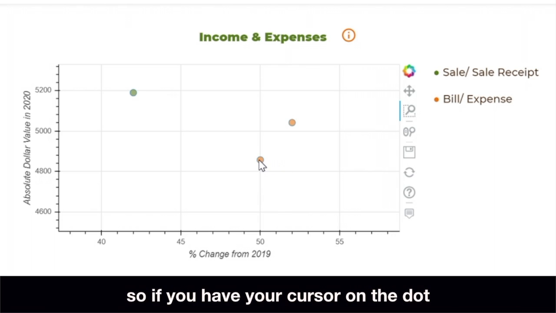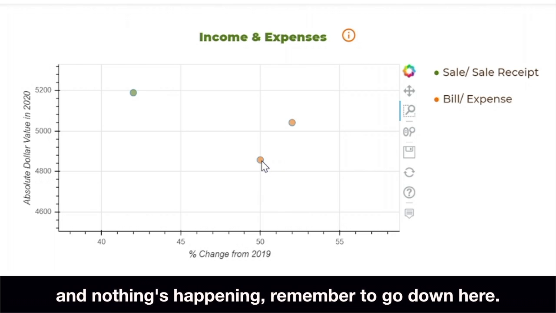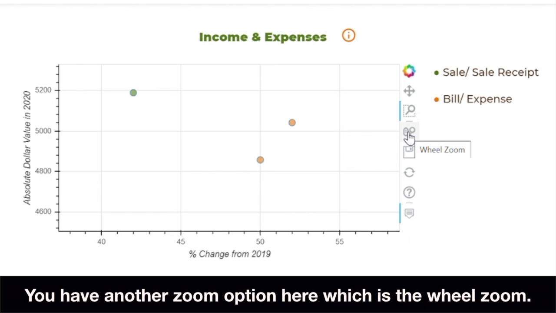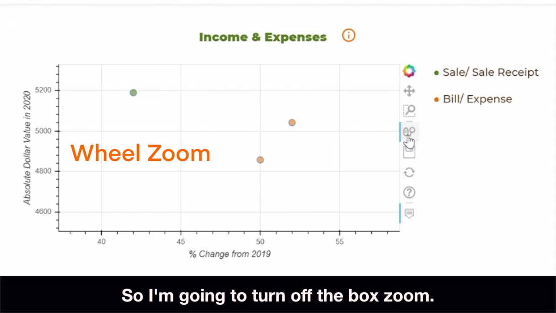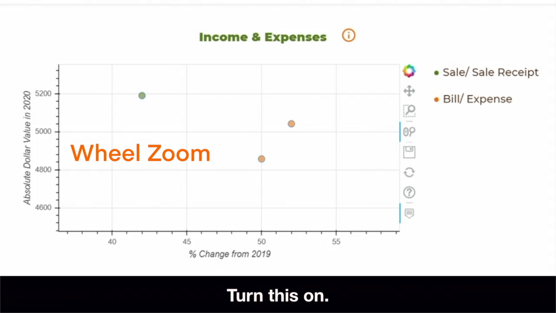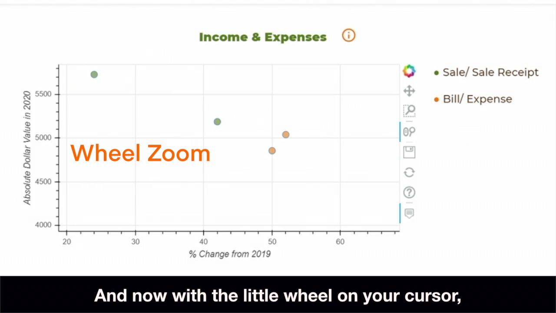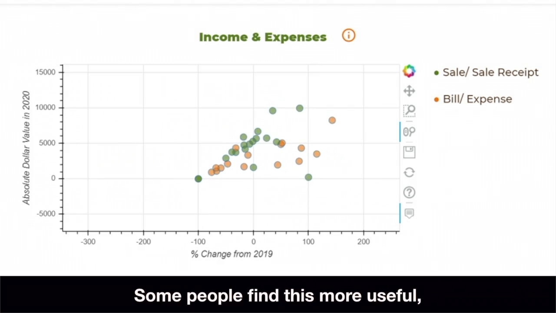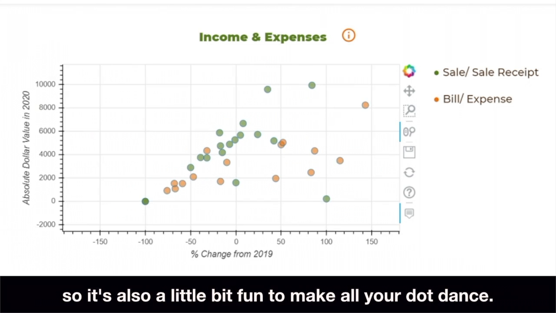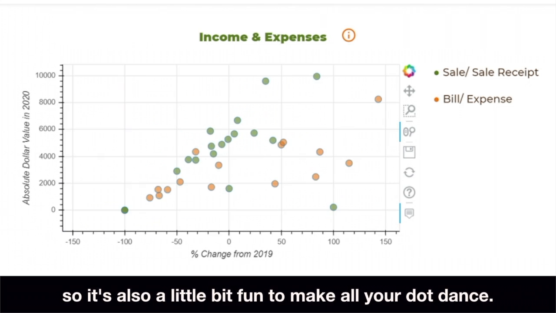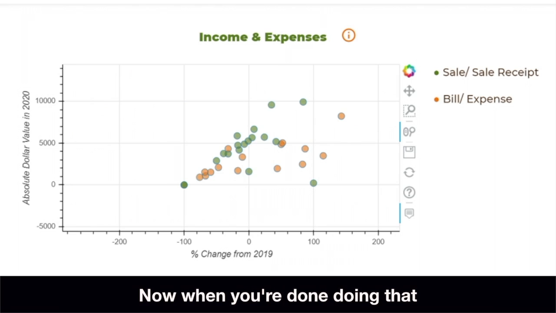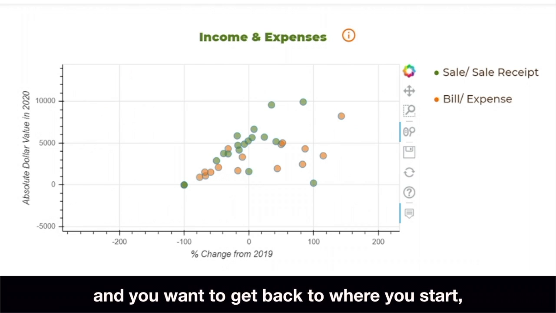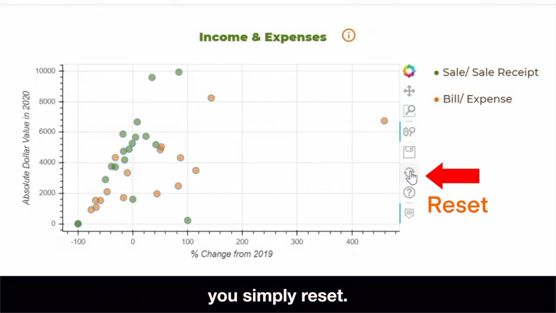So if you have your cursor on a dot and nothing's happening, remember to go down here. You have another zoom option here, which is the wheel zoom. So I'm going to turn off the box zoom, turn this on, and now with the little wheel on your cursor, you can actually control the zooming. Some people find this more useful, and it's also a little bit fun to make all your dots dance. Now, when you're done and you want to get back to where you started, you simply reset.